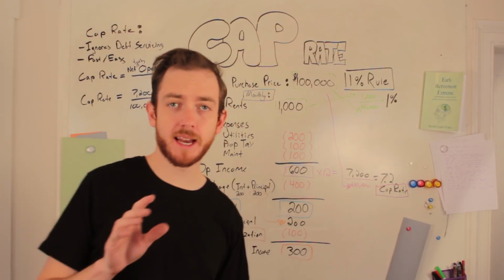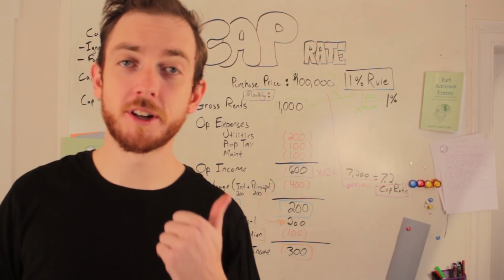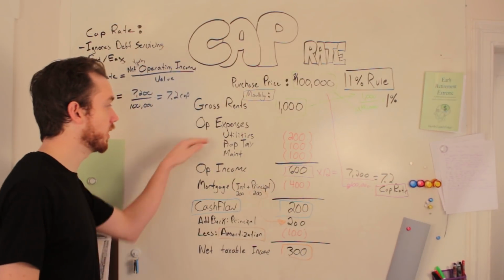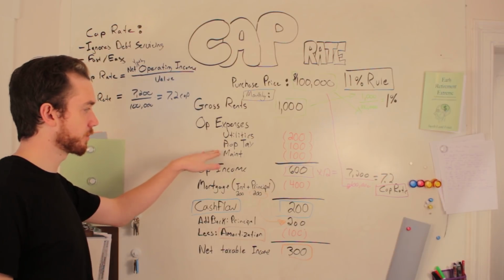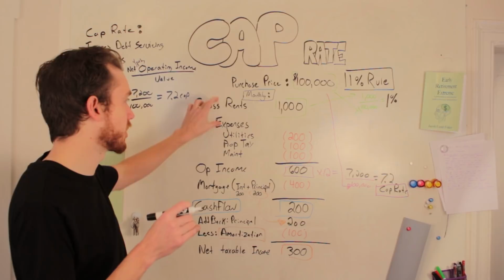Well, some problems with cap rate are that people can play around with their operating expenses still. So people could ignore things like repairs and maintenance or property management fees. As well, they may try and play down the utilities, property taxes, or maintenance. So you've got to be careful and make sure that these numbers are accurate.